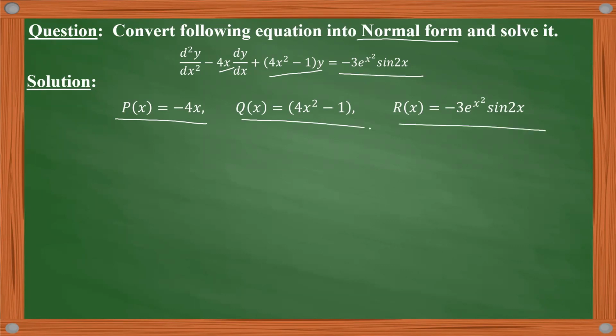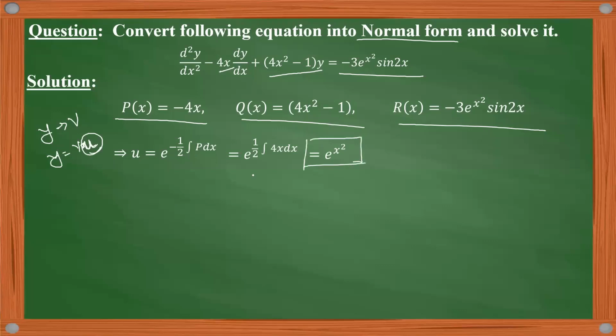So all these are functions of x. First we need to replace this y by v, and for this we have seen that we will substitute y is equal to v into u, but for that we need to find the value of u first. The value of u will be equal to e raised to minus 1/2 into integration of p dx. We already have the value of p, so just put the value of p, that is minus of 4x. So the value of u is equal to e to the power x square.